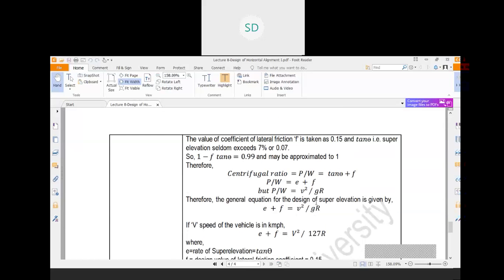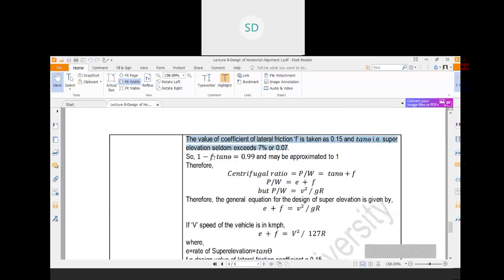Now one thing you need to remember: the value of coefficient of lateral friction F is taken as 0.15, and tan theta, that is super elevation, seldom exceeds 7%. So basically this is the maximum value for the super elevation, 7% or 0.07.